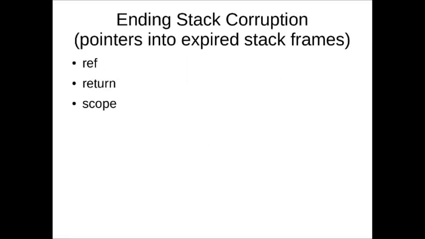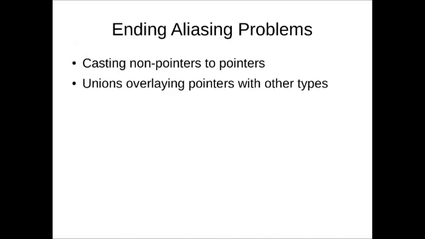Next, D and stack corruption, loosely defined as using pointers into expired stack frames. Mechanisms for detecting and disallowing such rogue pointers are parameter attributes such as ref, return, and scope. Aliasing problems come about from casting things like integers to pointers and using unions to cause pointers and non-pointers to share the same memory location. These are disallowed in @safe code.